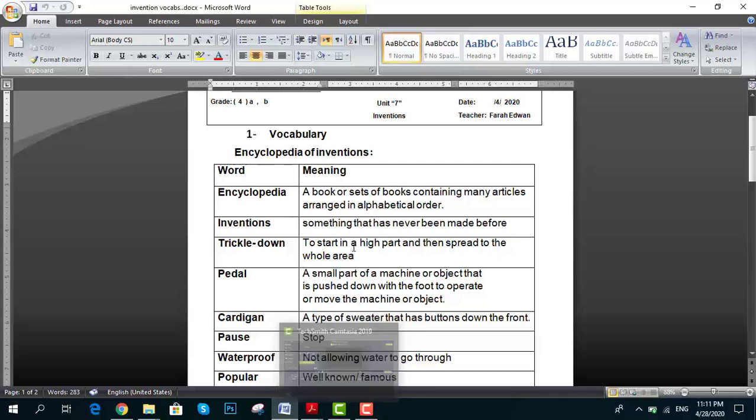And then we have inventions. What is the meaning of invention? Something that has never been made before. So someone created this thing, we say he invented this thing. Okay, so when they first invented computers, we said that someone invented computer. Why? Because this thing or the computers has never been made before.